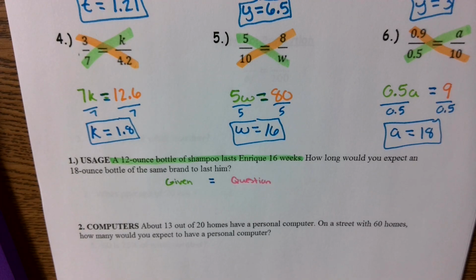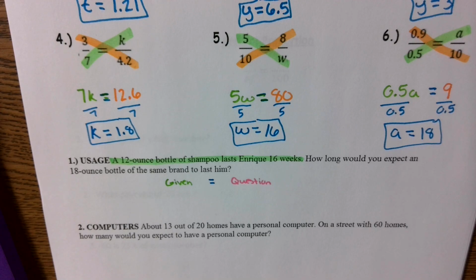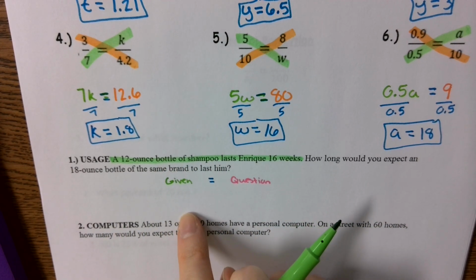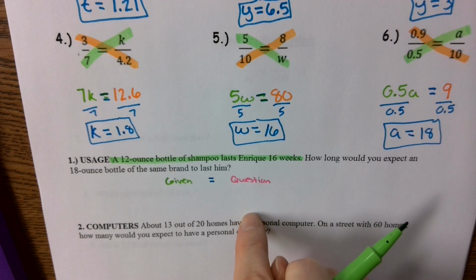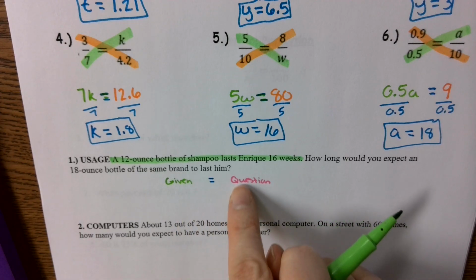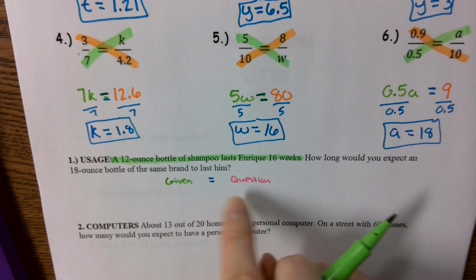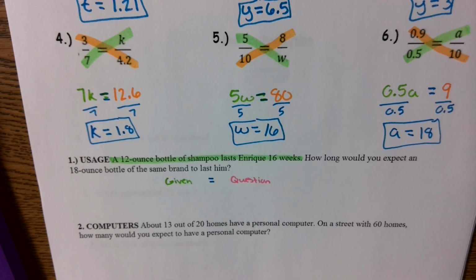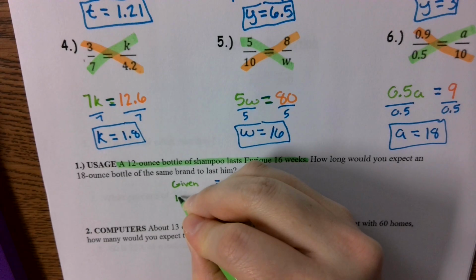Now, I get to dictate how I want to set up that ratio. I can say 12 over 16, or I could say 16 over 12. Neither one of them is going to be wrong. They are both accurate ways to set up a ratio. However, the way that you set up your given ratio is going to determine how you have to set up your question ratio. If I do 12 over 16, that's going to dictate how I have to set up the question. If I do 16 over 12, that'll change how I set up the question. So let me go ahead and show you right now. I'm just going to do 12 over 16.